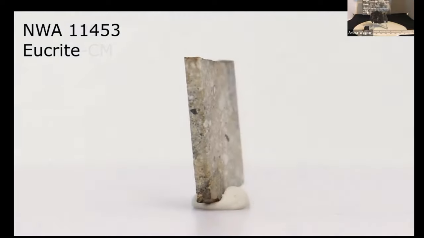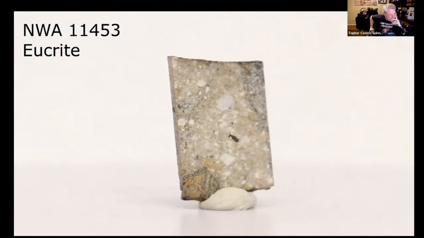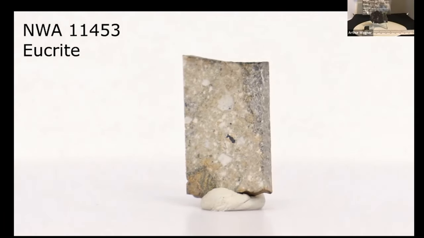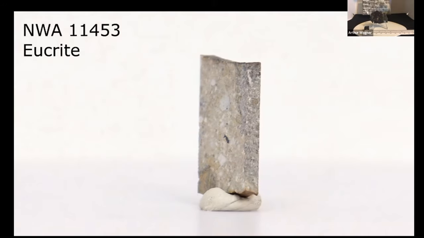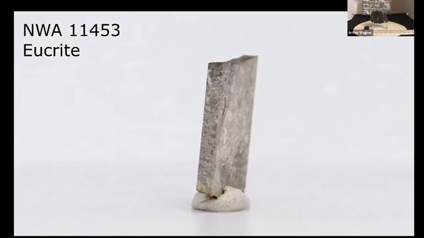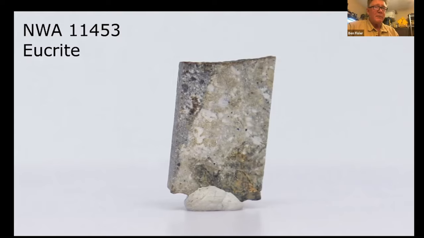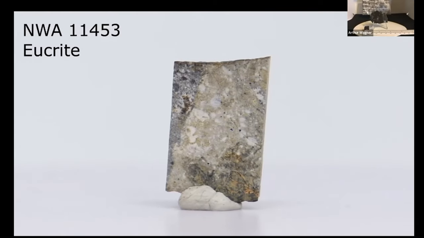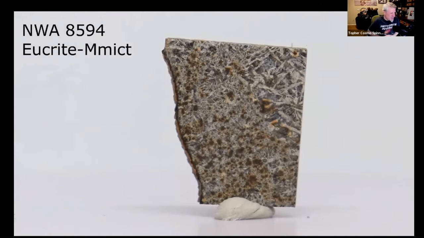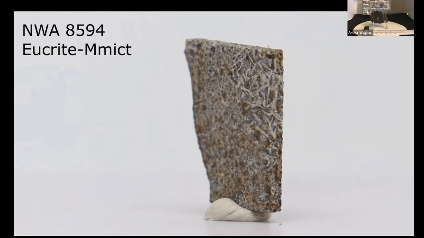Nice thick slice. Yep. Look at those white clouds. Look at that big old black thing sitting there. Reminds me of the surface of the moon. That's a beautiful slice. Oh, yeah. That's got to be, well, I'm going to look it up, but that looks like a polymict to me. Look, whoa. Here we go. Wow. Yeah.